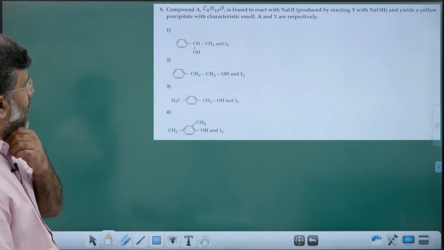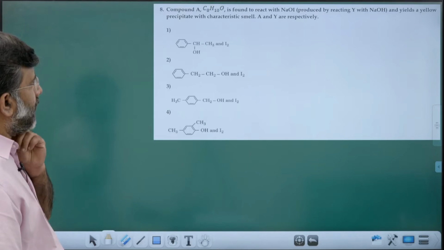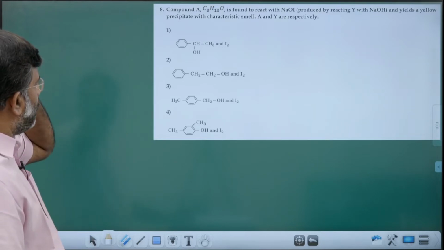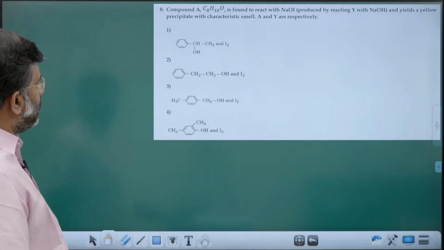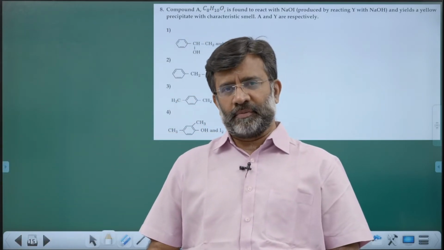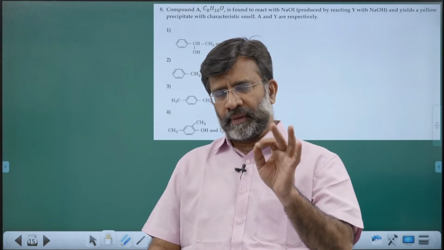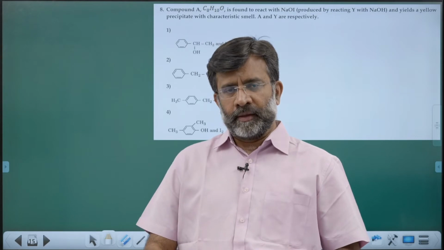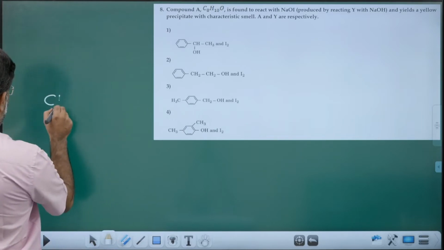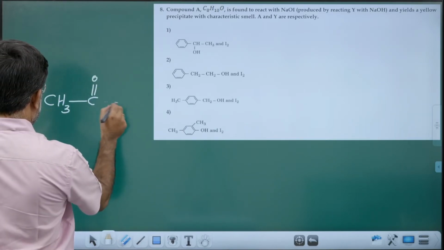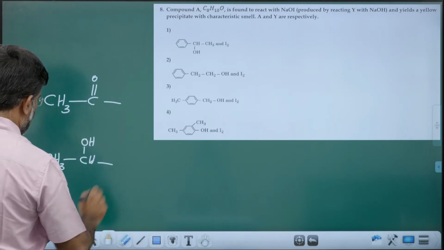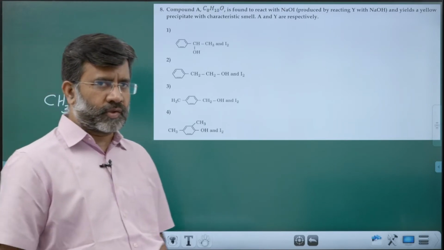The compound is found to react with NaOI, produced by reacting Y with NaOH, and yields a yellow precipitate with a characteristic smell. Reacting with NaOI means it is the haloform test, the iodoform test. The iodoform test is given by molecules containing a methyl keto group, or methyl carbonyl group. They are going to give you the haloform test.